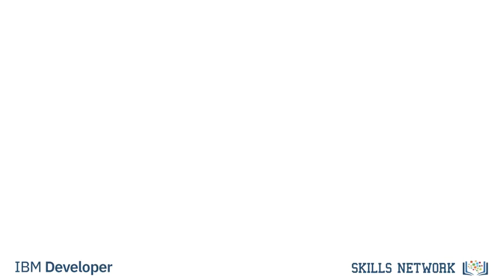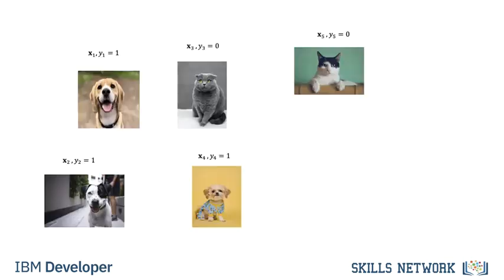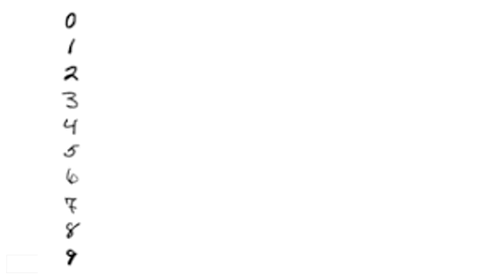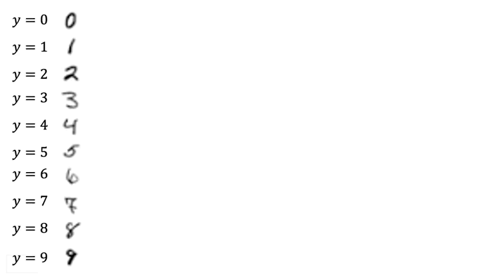A dataset is a set of images X and labels Y. Here we have a dataset with 7 samples. The comma is used to indicate that they are together. It's like saying for image X4, Y4 equals 1. That is a dog. We also have a dataset with more than one class.